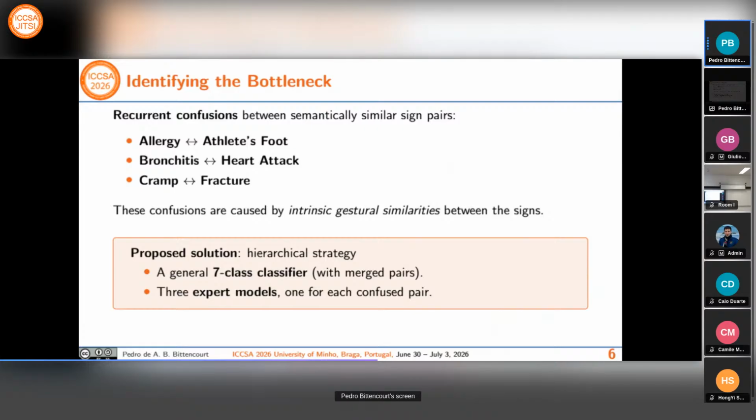To address this, we propose a hierarchical strategy. Instead of trying to solve the full 10 class problem directly, we first merge the confused pairs and train a general 7 class classifier. Then, for each merged pair, we train a dedicated expert model that focuses exclusively on distinguishing the two confused signs.